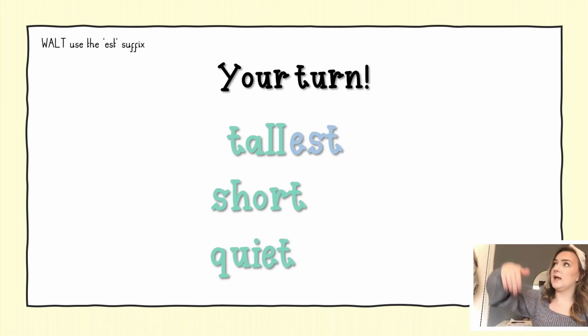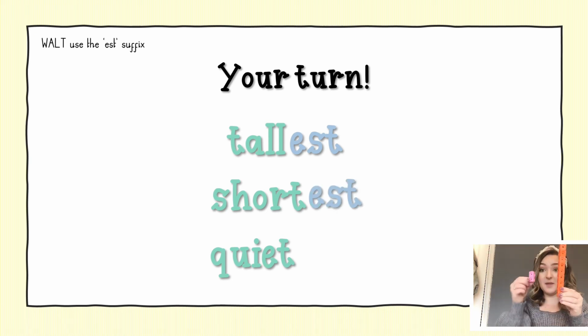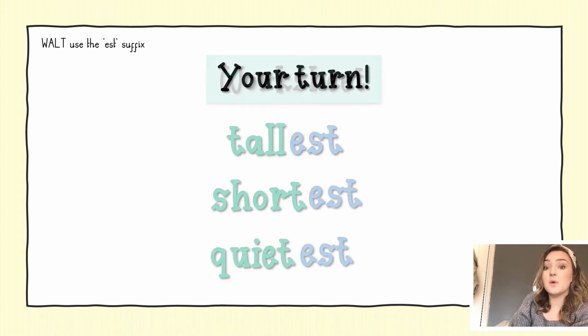That tree is the tallest tree I have ever seen. That means it's the most tall. Then we've got the shortest. We might say that the pink cube tower is the shortest tower because it's the most short. And then quietest. When we add -est to quiet, we get quietest. You are the quietest class, which means you are the most quiet.